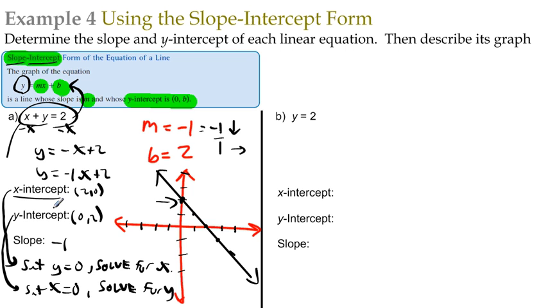Okay, so just two general rules that you should know: if you're asked to find any x-intercept or any y-intercept, always set x equal to 0 to find the y-intercept, and set y equal to 0 to solve for the x-intercept. All right, now let's go over here.